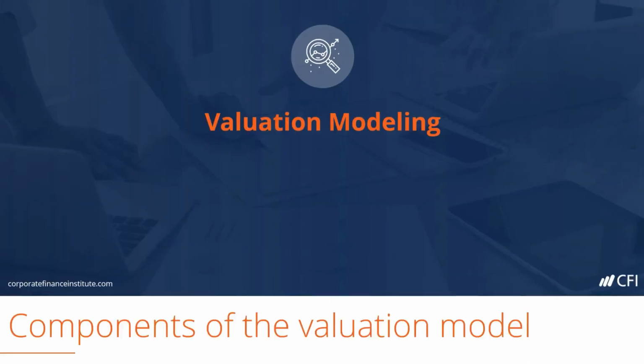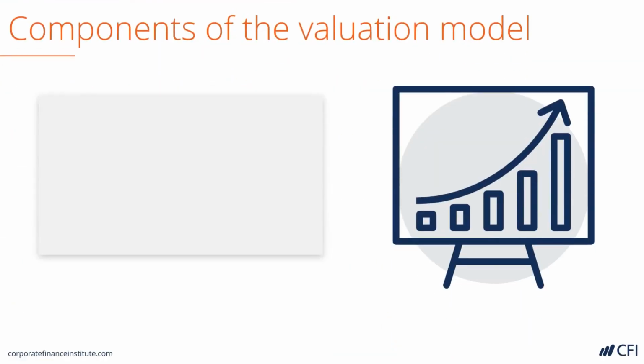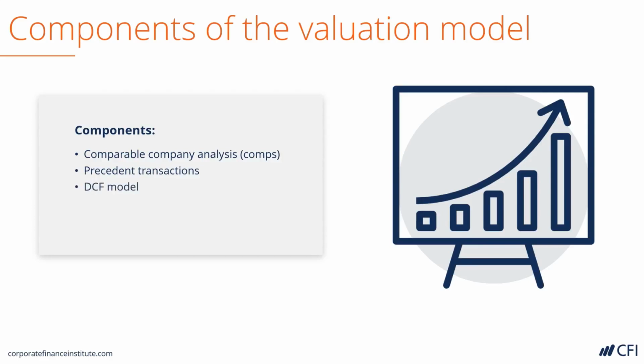Valuation modeling. Let's look at the components of CFI's valuation model. There are three main components. The first is comparable company analysis, or comps for short, which looks at trading multiples. Then there are precedent transactions, which look at past mergers and acquisitions. And finally, there's the DCF model, which performs a traditional discounted cash flow analysis to get the intrinsic value of the business. All of these three methods are represented in a football field chart, which is also contained in the template.